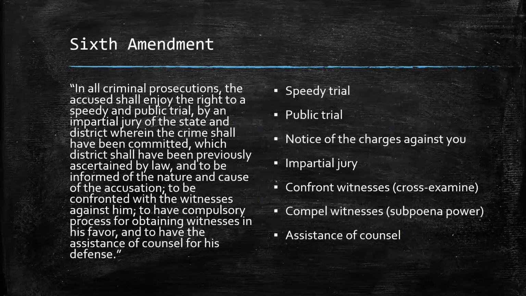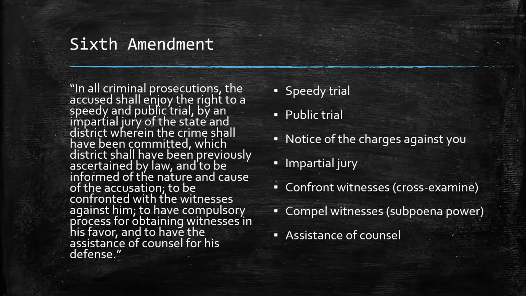The Sixth Amendment. In all criminal prosecutions, the accused shall enjoy the right to a speedy and public trial by an impartial jury of the state and district wherein the crime shall have been committed, which district shall have been previously ascertained by law, and to be informed of the nature and cause of the accusation, to be confronted with the witnesses against him, to have compulsory process for obtaining witnesses in his favor, and to have the assistance of counsel for his defense. Here's the source of very many due process rights.